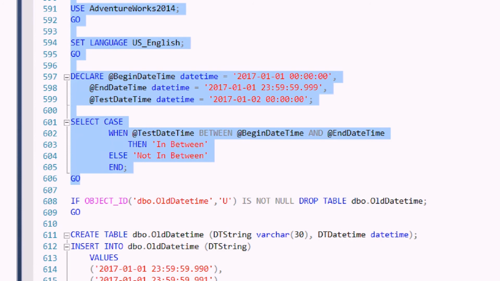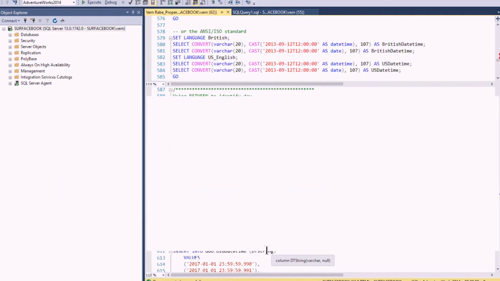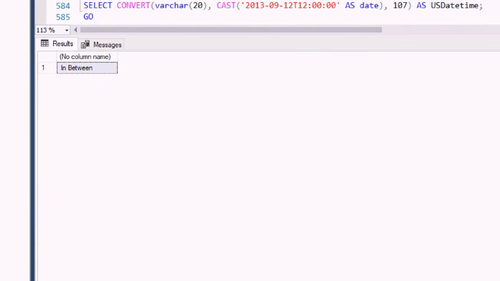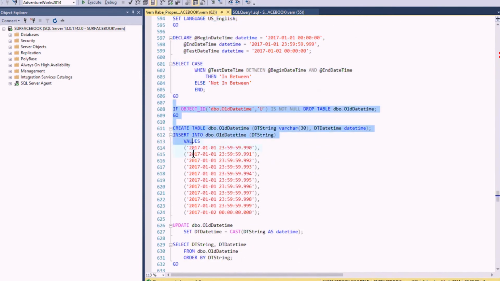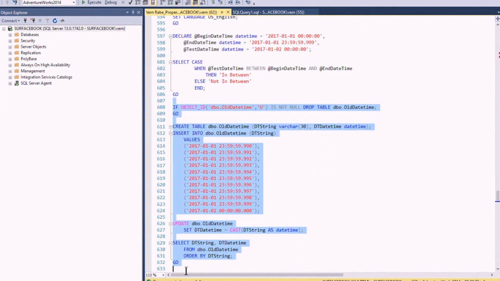And then a simple test. If that test date is between those two, then I'm going to say in between. Otherwise, not in between. And of course, the first moment of January 2nd is not in between those first two extremes of January 1st, right? It's outside of it. Of course. And that's why it says that it is in between. Date time is a problem. And this shows you why that is.